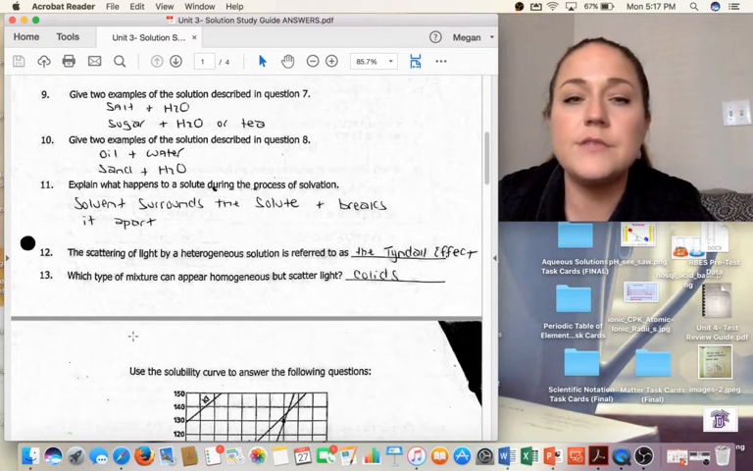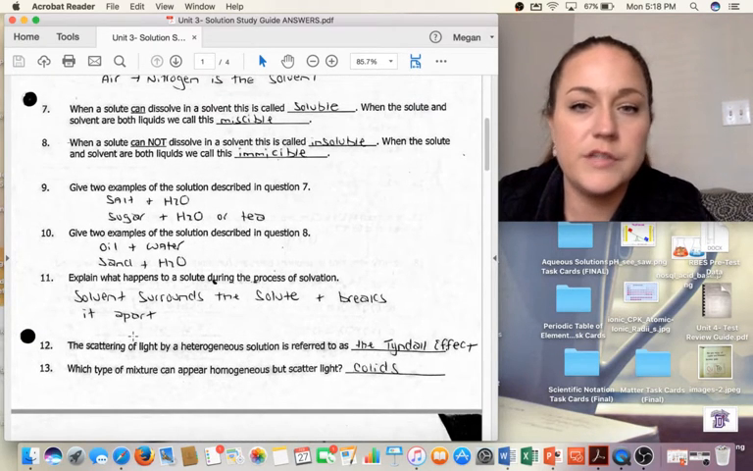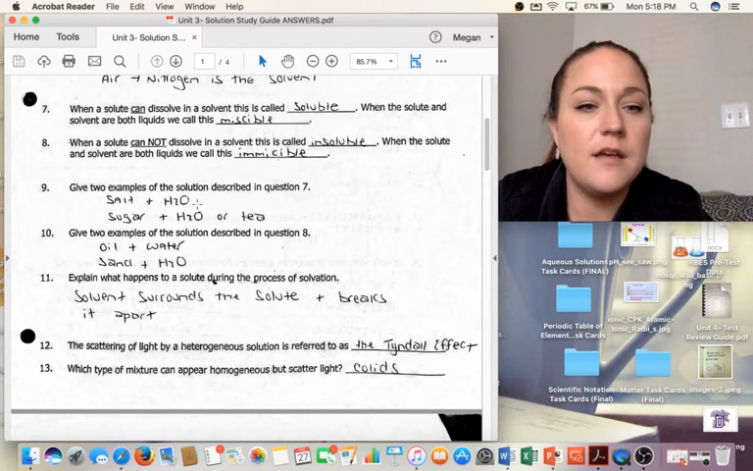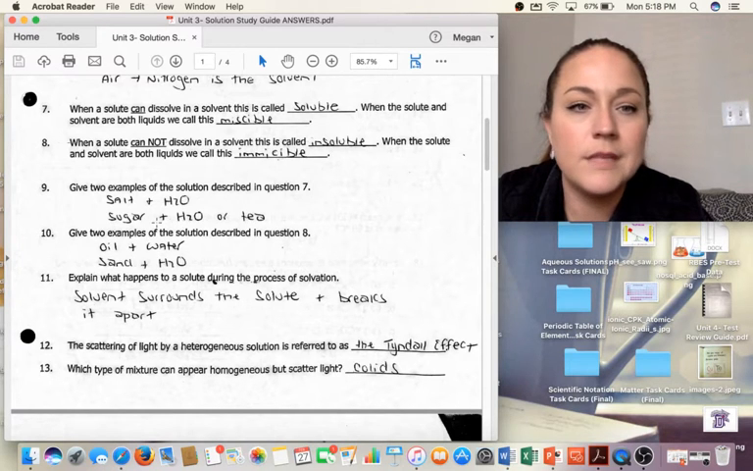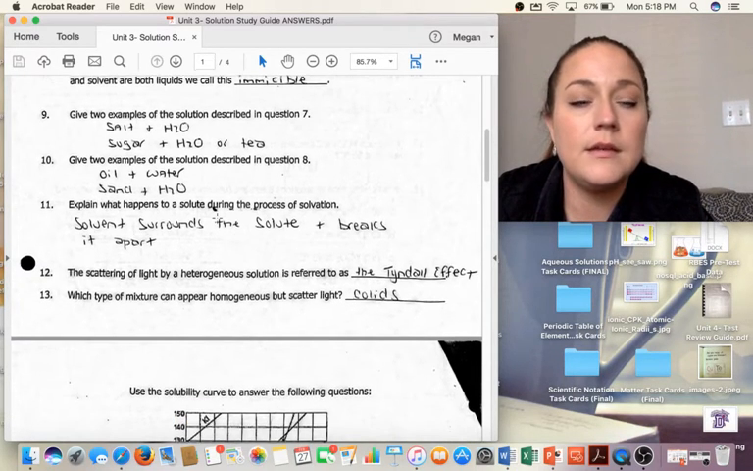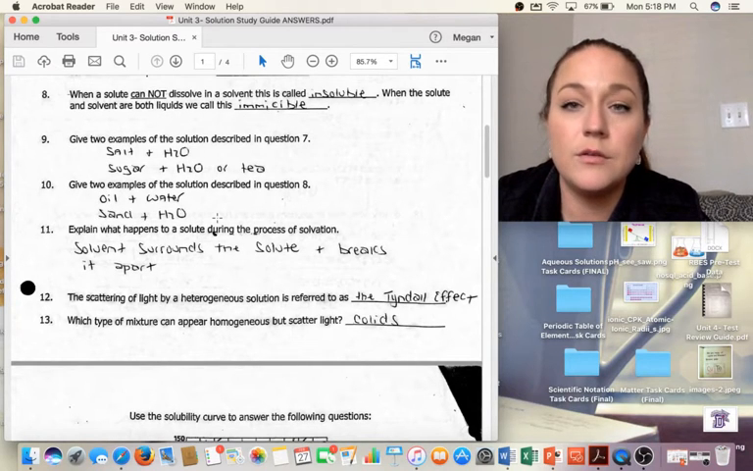9. So this is referring back to question 7. Question 7 talking about soluble and being miscible with 2 liquids. So 2 examples of a solution described in 7: salt and water, sugar and water, tea. All of these, when you're talking about something that can be soluble, is going to be an example of those. Now, number 10 refers to question 8. So oil and water, sand and water, they don't mix.